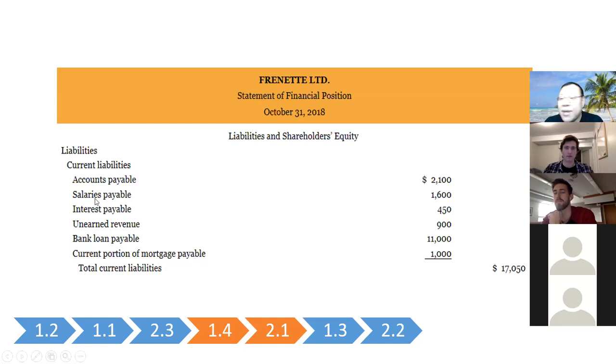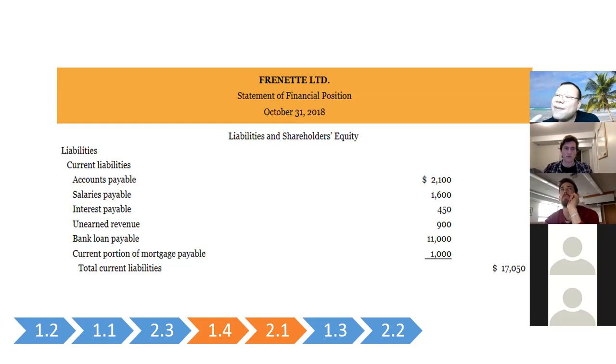Interest payable. Maybe you have to pay the bank interest either monthly or semi-annually or annually. Those will be your current liability. If you don't pay the interest within 1 year, maybe they will call for the repayment of the full amount. Unearned revenue, I talked about it. Bank loan. Oh, current portion of mortgage payable. So the next 12 months, the next 12 payments from now would be considered as a current liability. That's the liability you have to settle within 1 year, the 12 months.